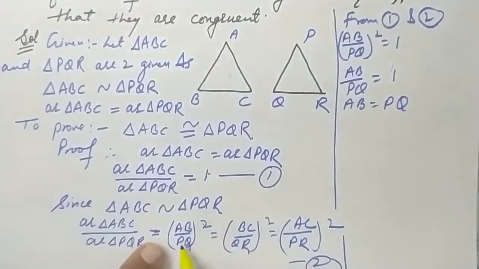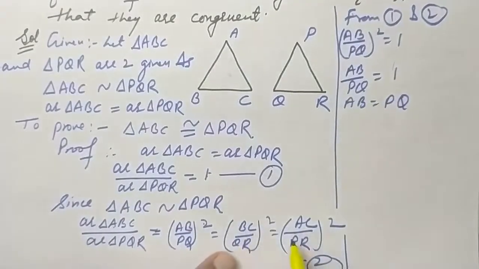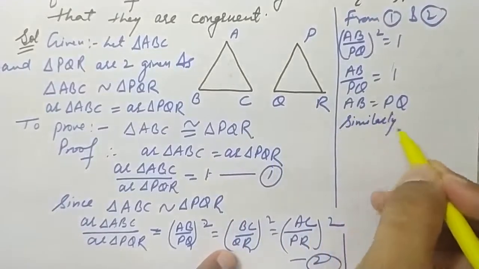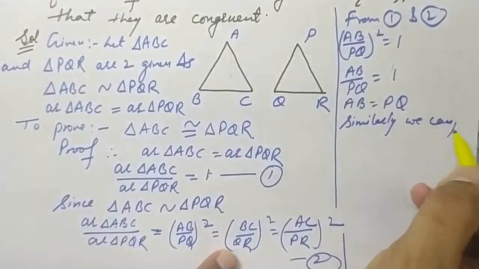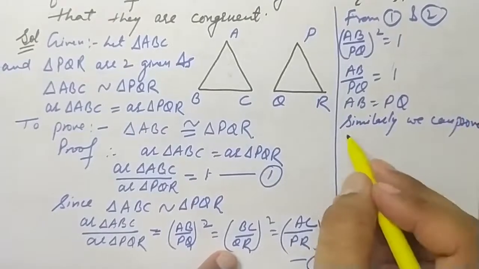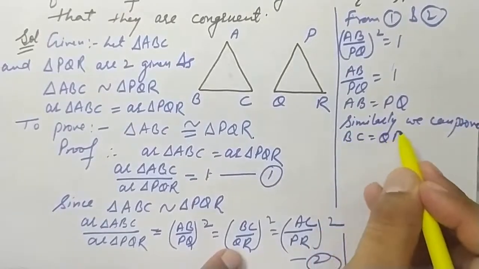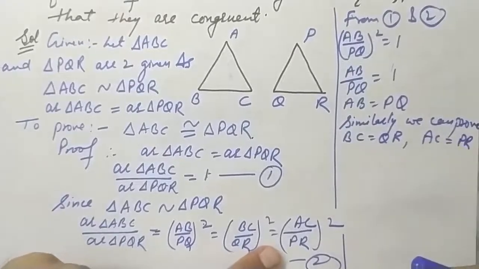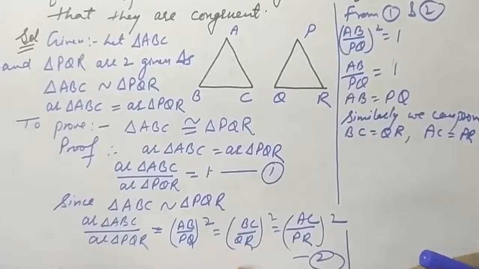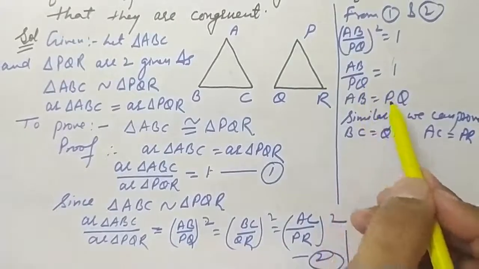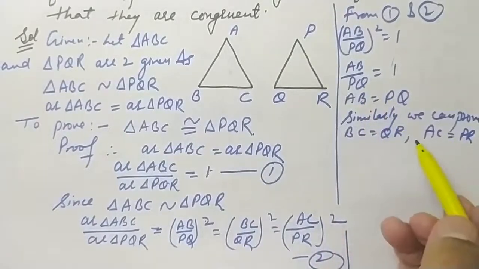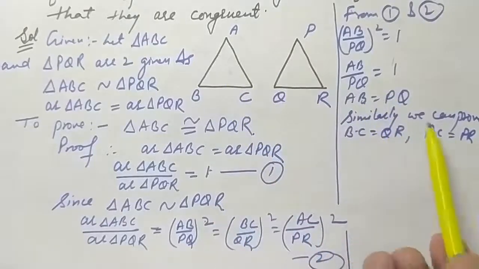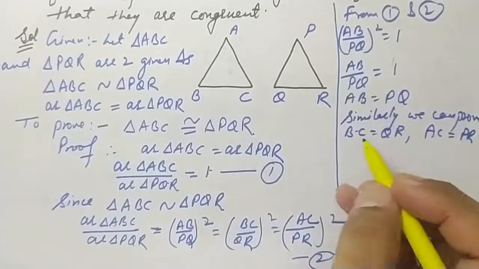So if AB is equal to PQ, similarly we can prove these are also equal. So no need to show all of these. BC is equal to QR, and AC is equal to PR, we can show similarly. So the first we have found, then the second and third can also be proved this way. Now you see in these two triangles all three corresponding sides are equal. So these are congruent.